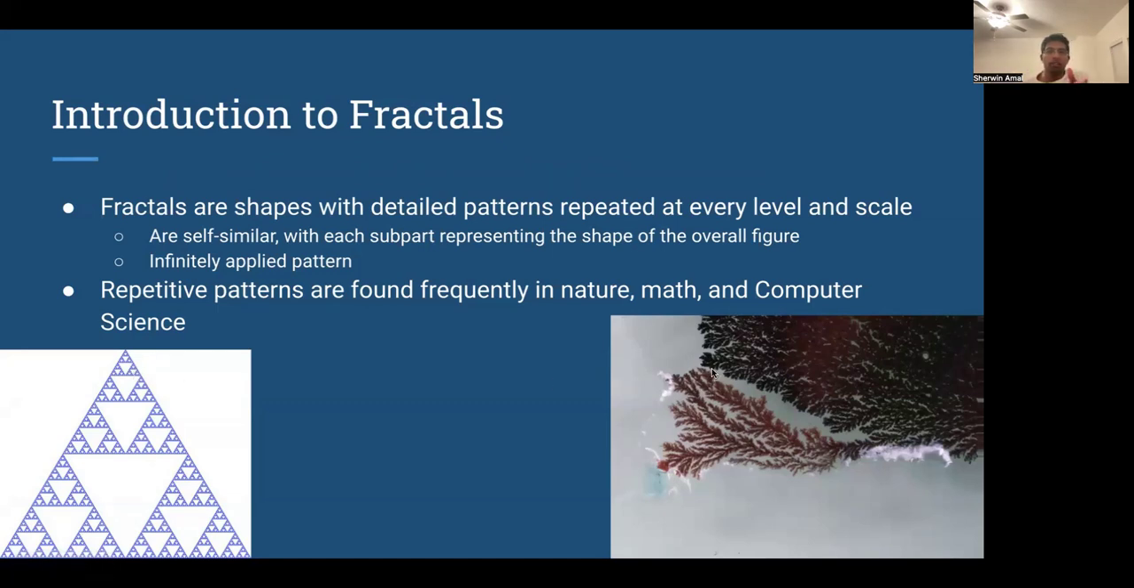On the right, you can see an example of it being applied in nature with copper crystals, where you see that leafy pattern being applied as you get closer and closer into the actual copper crystal.